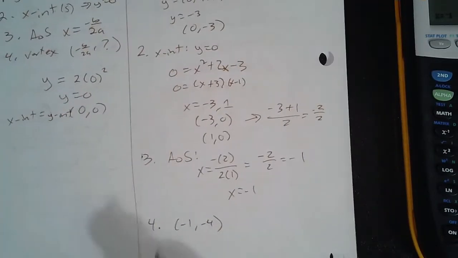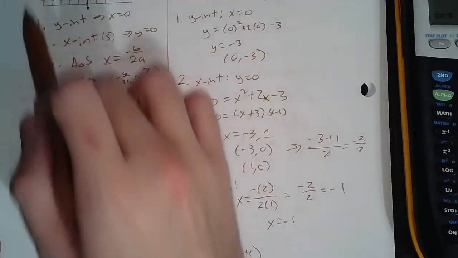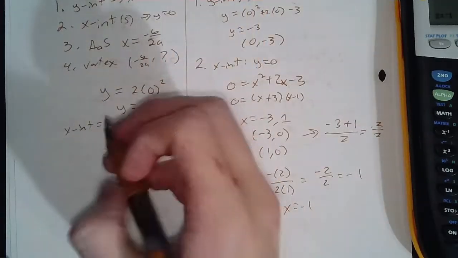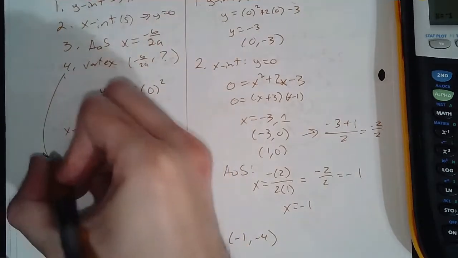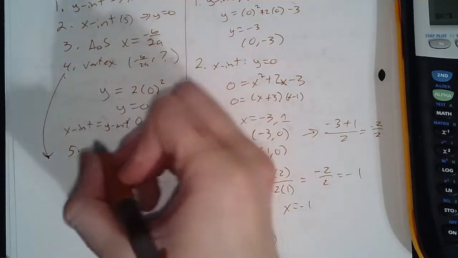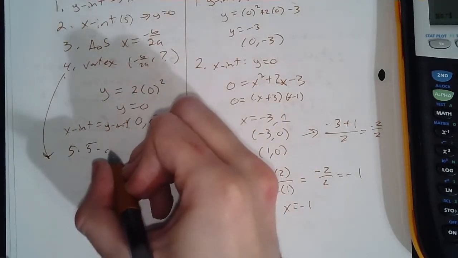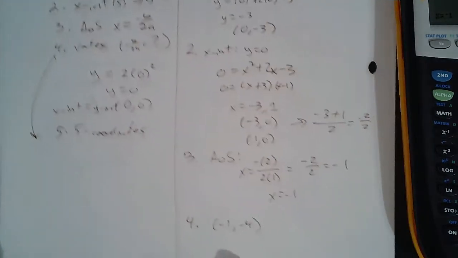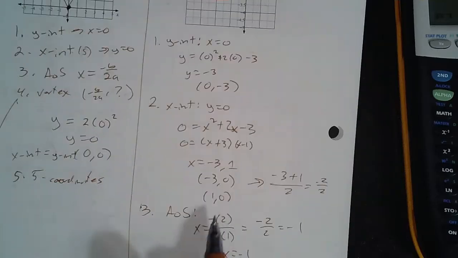Like I was saying earlier, for every graph, I want 5 coordinates. That's a minimum. You can put more if you want. Right now I have 1, 2, 3, 4 coordinates. Let's go ahead and put those all in the graph.